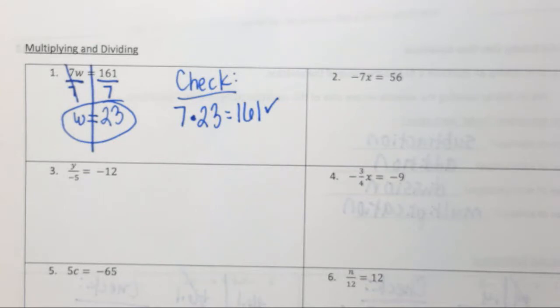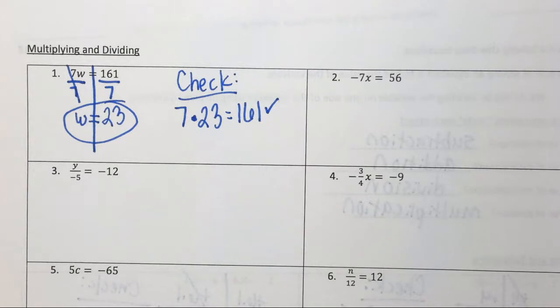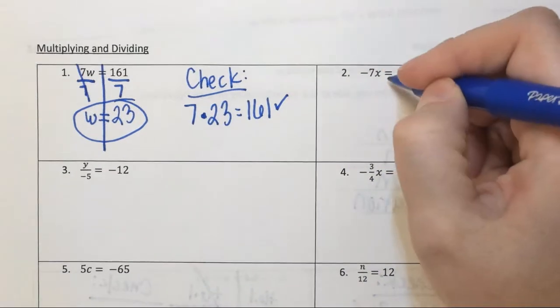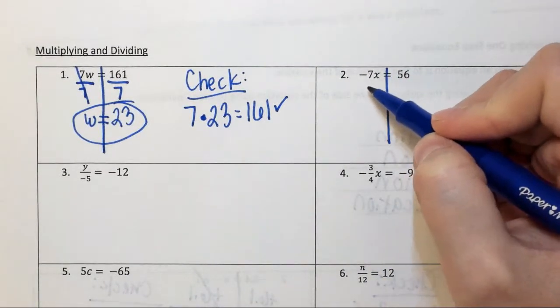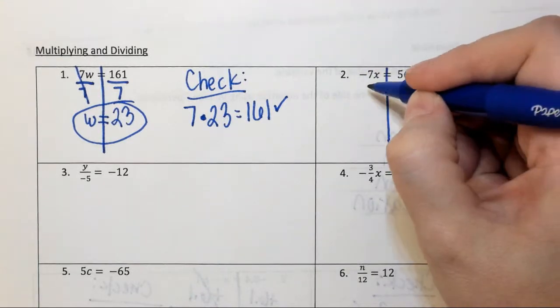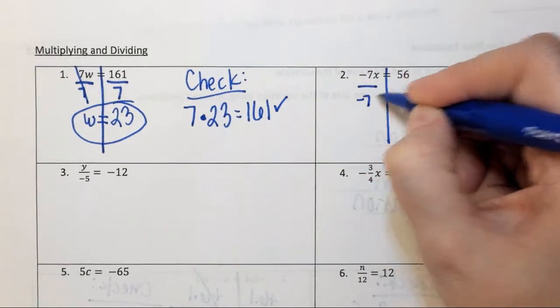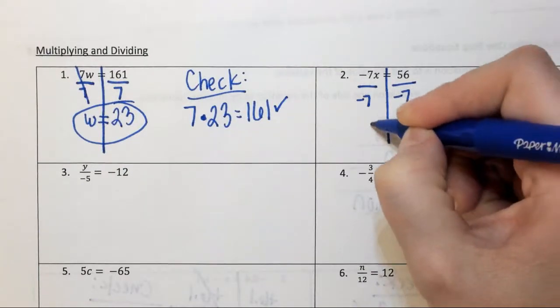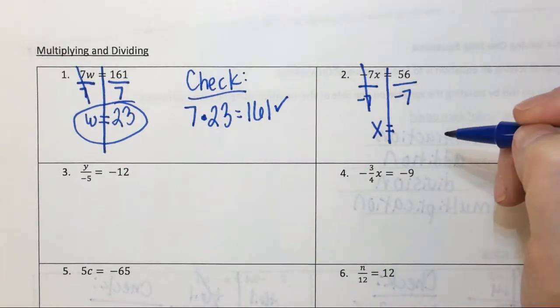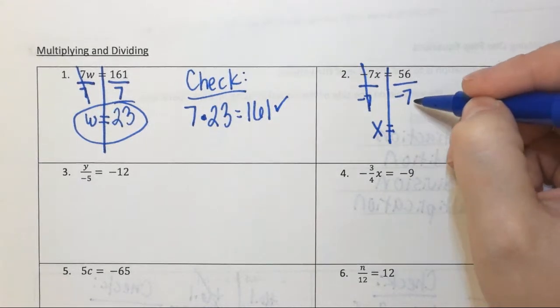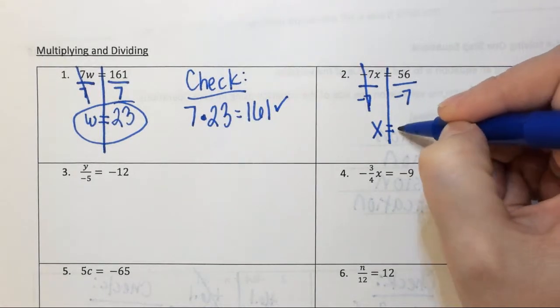So look at number 2. You see number 2 has negative 7? Make sure with this you leave it as negative 7. Because right here I have negative 7x. That's multiplication. The opposite is division. So I'm going to divide by negative 7. Okay, so 56 divided by negative 7 is? Negative 8. Good.